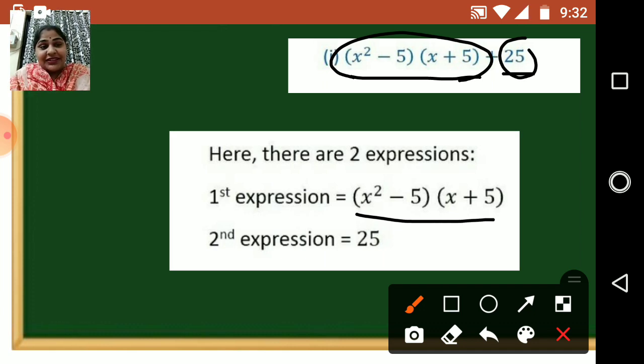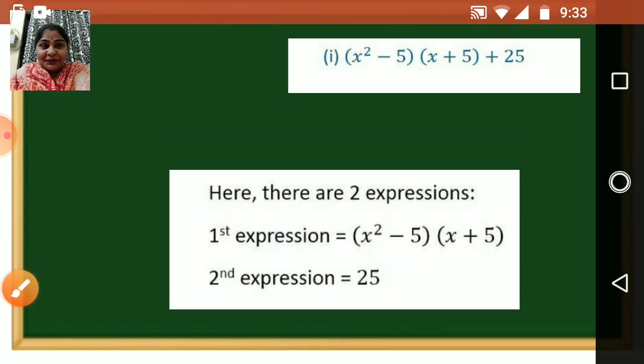If you see this, it is a multiplication of a binomial with a binomial, which we have already done. So you will first simplify this expression, children, that is x square multiplied by the whole bracket x plus 5, and minus 5 multiplied by the whole bracket x plus 5. You will multiply each and every term with each and every term in the second expression, simplify it, and then add 25. So let us begin.